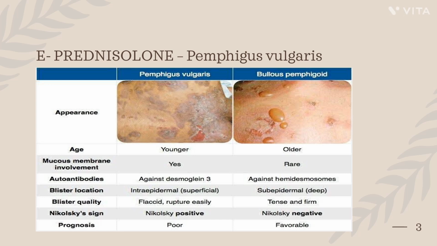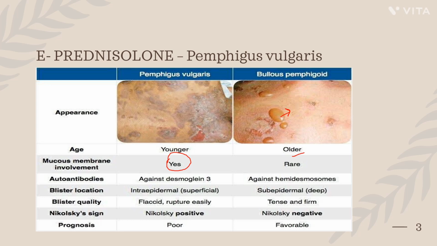Pemphigus, commonly called pemphigus vulgaris. Pemphigoid is your bullous pemphigoid. Appearance is like scaly lesions, and in pemphigus it can be seen in the back. Bullous pemphigoid is bullae-like lesions. In pemphigus it is usually present in a younger age group, bullous pemphigoid in older, and mucosal membrane involvement is seen in pemphigus vulgaris, not in bullous pemphigoid.